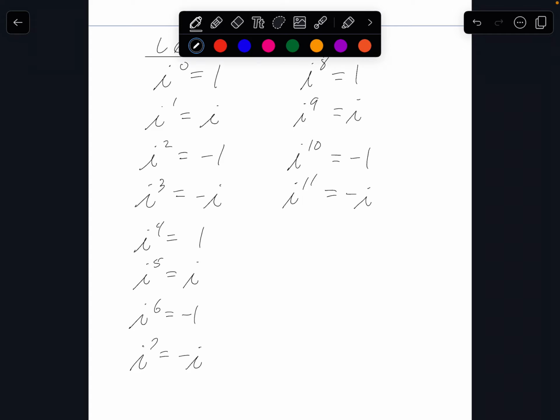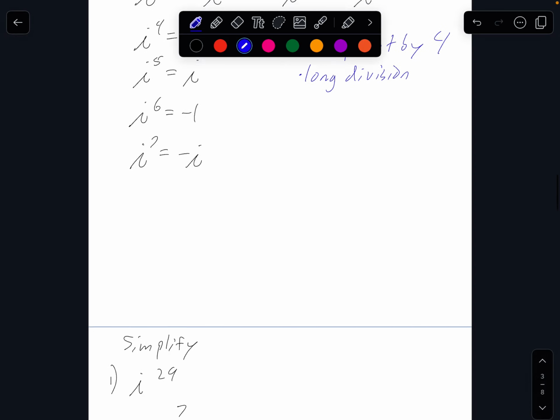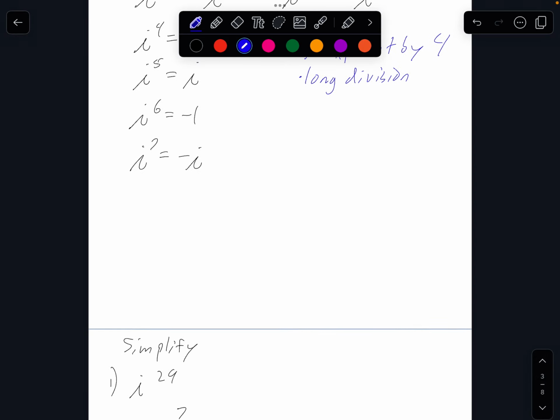So the first thing we're going to do is divide the exponent by 4. And we're going to use long division, and you'll see why. We recapped long division when we did polynomial division, so we're going to utilize long division here, and it's going to be just with numbers. So not with polynomials, but we're going to utilize long division, and you'll see why in a minute. Let's simplify i to the 29th power down here.